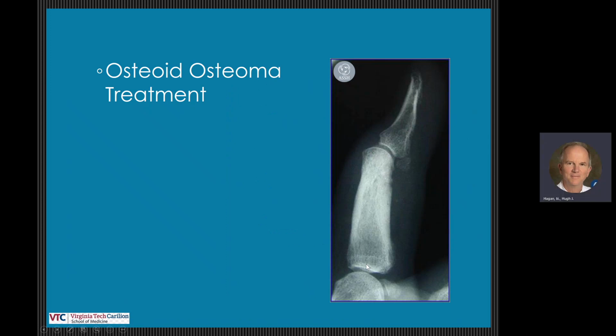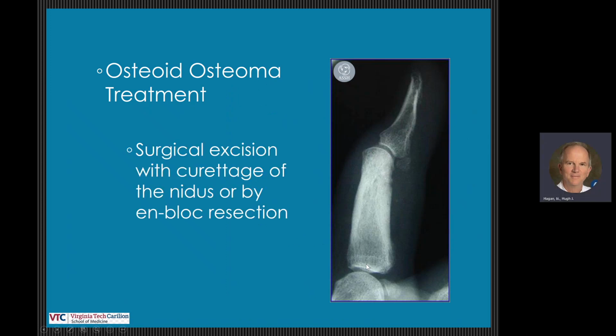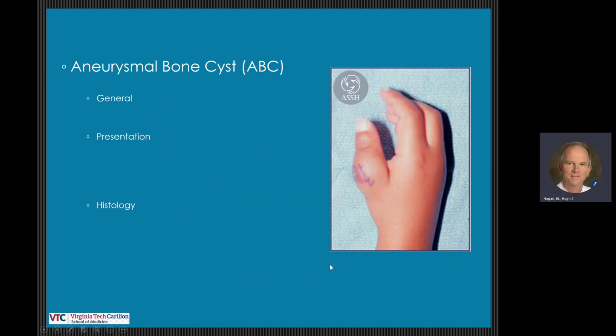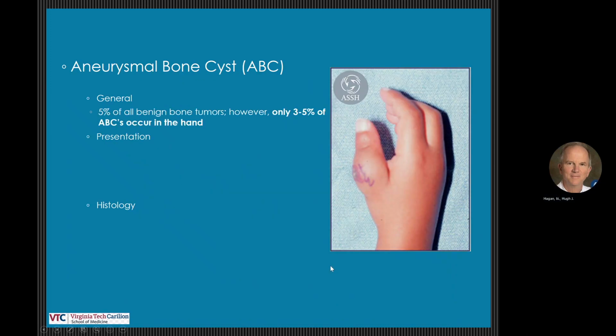Another X-ray here with thickening of the cortex. Surgical excision with curettage of the nidus or en bloc resection is the treatment of choice. Aneurysmal bone cysts make up 5% of all benign tumors, but only 5% of them are in the hand. So they're rare lesions, particularly in the hand.